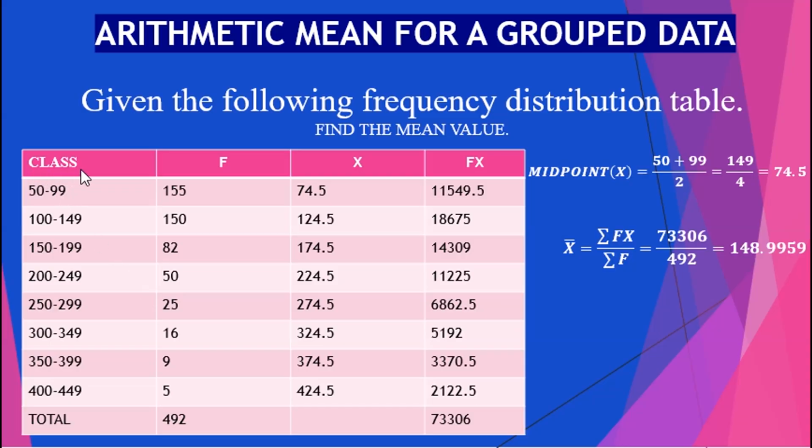which the class intervals range from 50 to 99 up to 400 to 499, and each of these class intervals comprises these frequencies. Between 50 to 99 we have 155, and between 100 to 149 we have 150. The class interval size is 50. Therefore, summing all these frequencies together, we have 492.